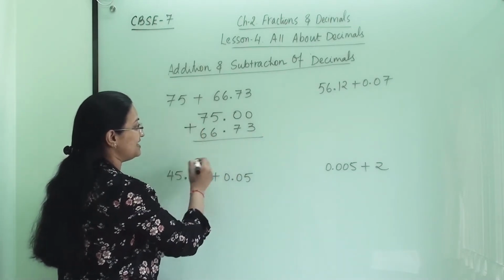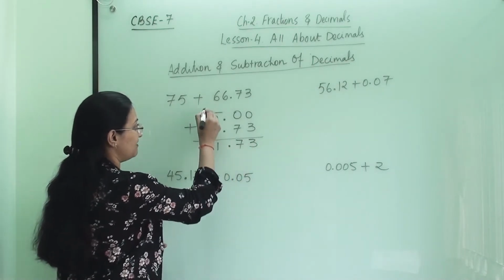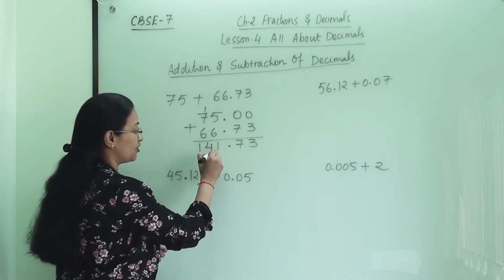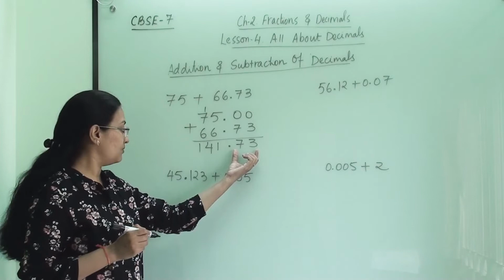Now we are adding them. 3 and 7, then we add them. 11, 1 will be carried over, and here 7 plus 7 we get 14. So 114.73 is going to be our answer.